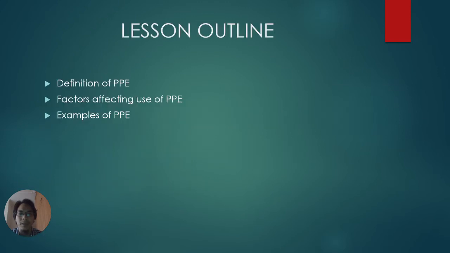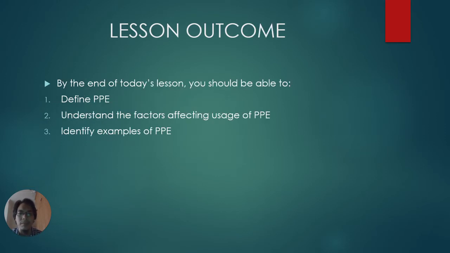The lesson outline. First of all, we are going to look at the definition of PPE, and then the factors affecting the use of PPE, and finally a few examples of PPE. The lesson outcome. By the end of today's lesson, you should be able to first, define PPE, second, understand the factors affecting the usage of PPE, and third, identify a few examples of PPE.